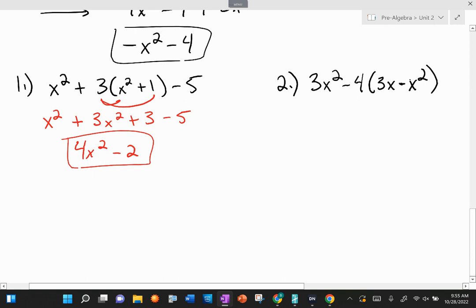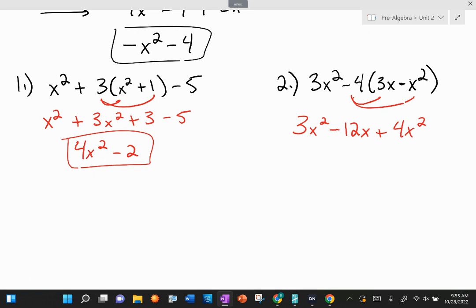Next one, what's my first step? Distribute. I'm going to take the negative 4 and distribute it through the parentheses. That should give us 3x squared minus 12x plus 4x squared. Raise your hand please, why did it end up being a plus 4x squared? Because the negative 4 right here is a negative, and the x squared right here is a negative. And a negative times a negative is a positive. Then when we combine like terms, we got 3x squared plus 4x squared, which should give us 7x squared minus 12x.